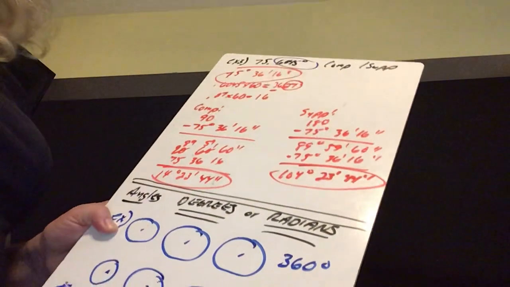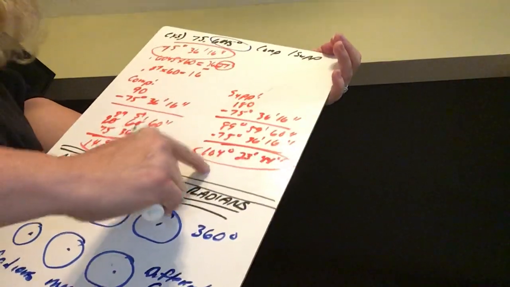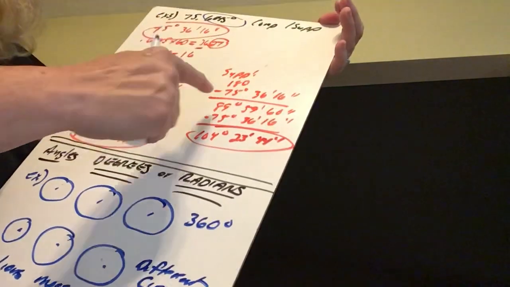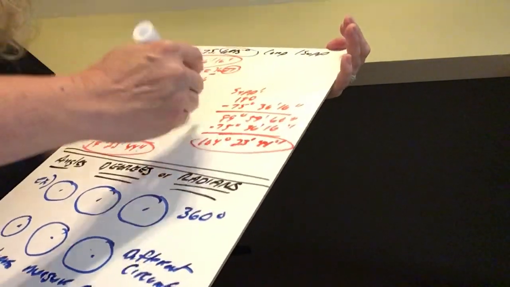Now, how about the supplement? Remember, supplements are 2 angles that add to 180. So again, I'm going to have to take 180 minus this, and we have to be thinking about terms of 60, okay? I have to borrow a degree.